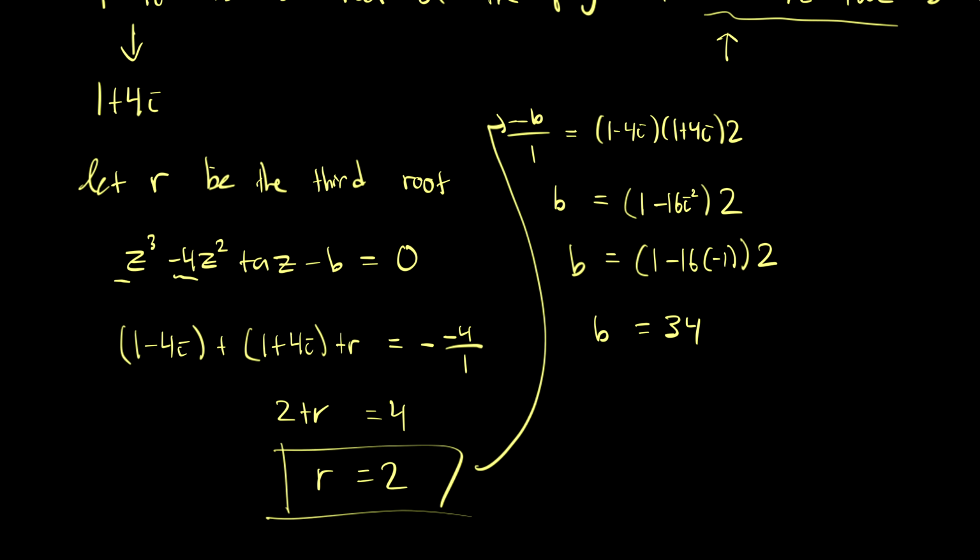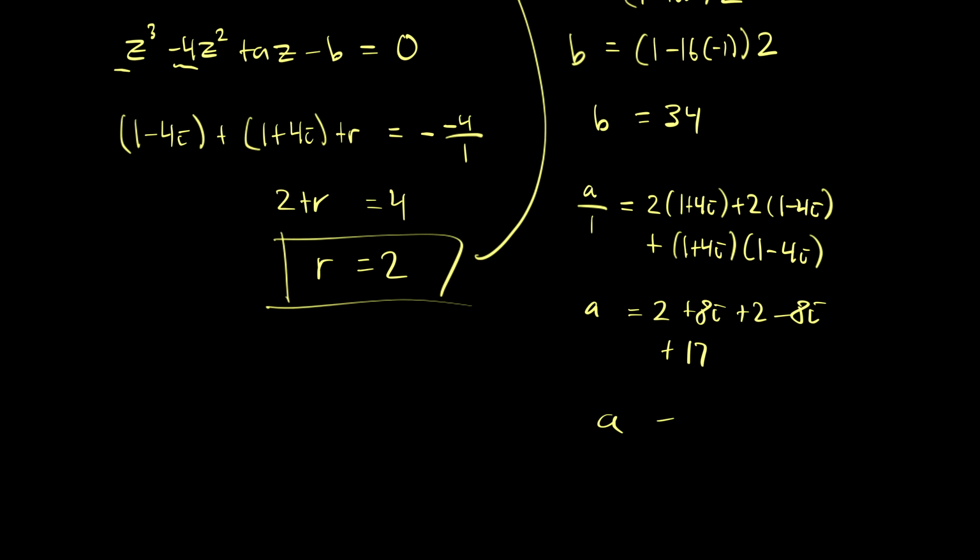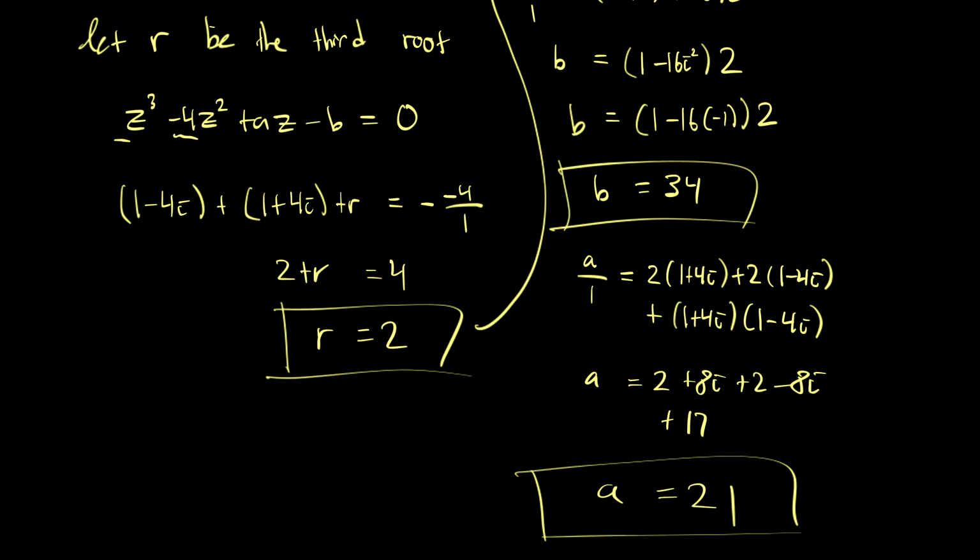And now let's find out a. a over 1 is going to be equal to 2 times 1 plus 4i plus 2 times 1 minus 4i plus 1 plus 4i times 1 minus 4i. So there's going to be a equals 2 plus 8i plus 2 minus 8i, and this is going to be plus 17. So a equals 21. And there you have it: a equals 21 and b equals 34.